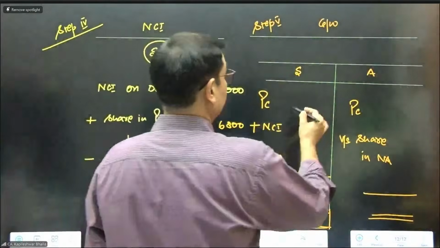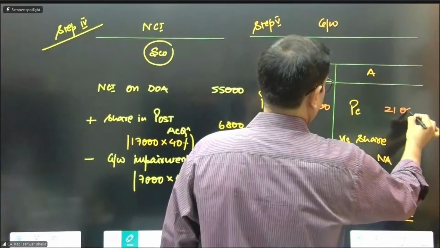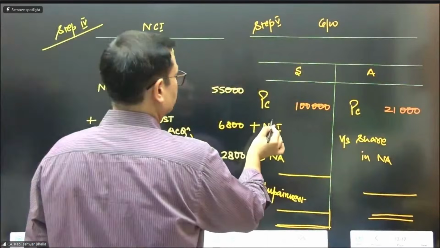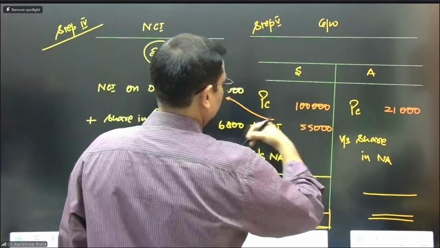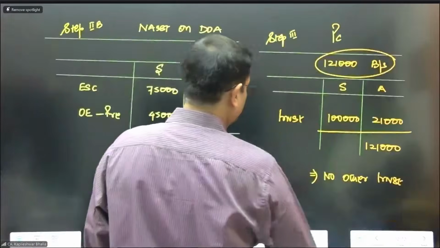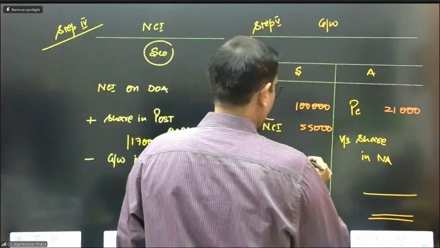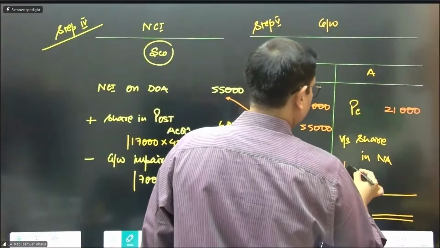So this is going to be 1 lakh, and this is 21. The NCI on the acquisition date is already there with us. It is 55. And if you look at the net assets, that's 1,20,000. And here we take the share in the net assets.